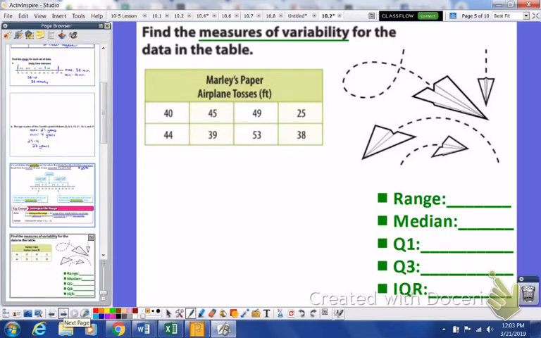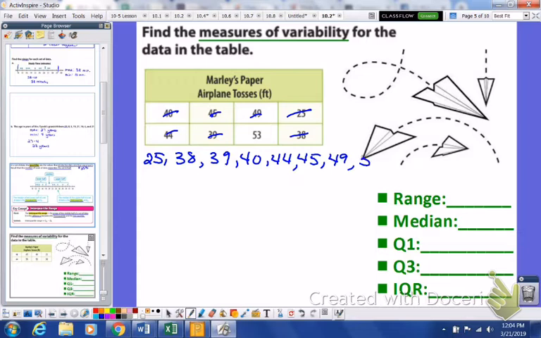So we want to find the measures of variability for the data in the table. We know we're working with our median, which means we want to put our numbers in order first. Now, as you do this, don't be afraid to cross numbers off as you use them. That way you don't skip any. So 25, 38, 39, going through, I see a 40. Next up is 44, then 45, 49, and last up 53. I see there's 8 numbers. I got 1, 2, 3, 4, 5, 6, 7, and 8.